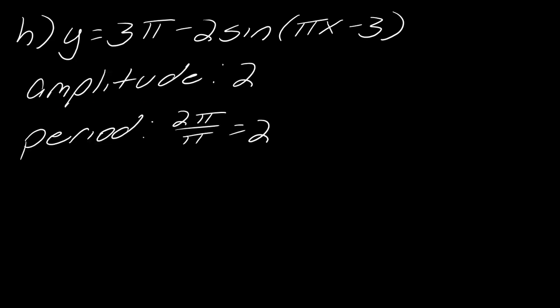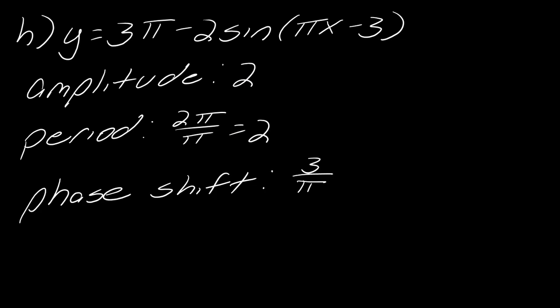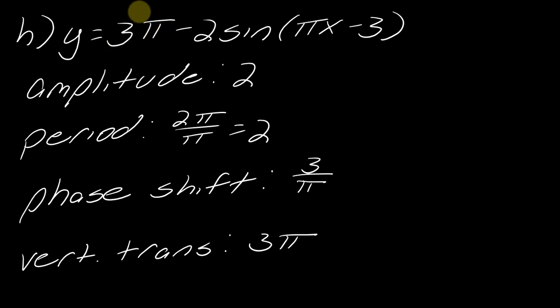Okay, amplitude and period. Amplitude is 2. Period is 2 pi divided by this pi right here, so my period is 2. And then my phase shift will be 3 over pi. So once again, I take the opposite of this. This is -3, so this becomes +3 over pi. So 3 over pi, and the vertical translation is this number here, 3 pi.